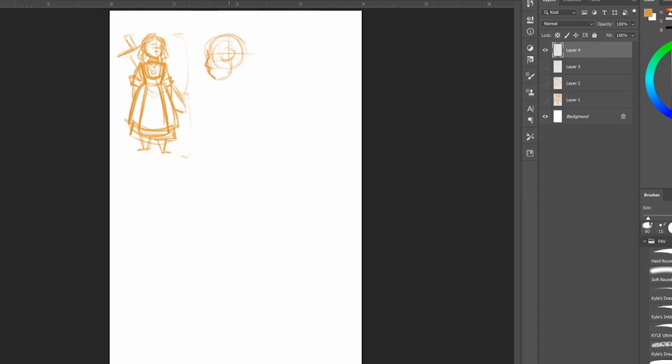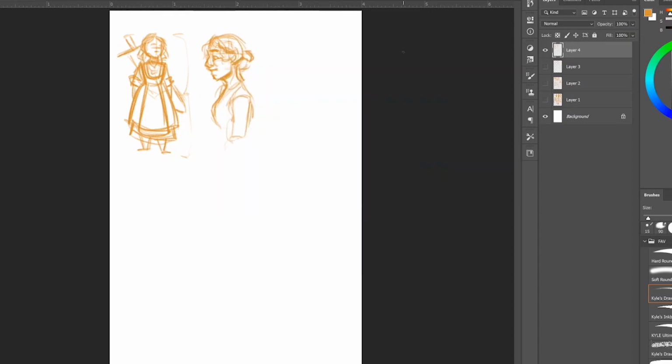Here I'm going hardcore in with the shape language. I'm breaking down the character into circles, squares, triangles. I'm by no means an expert in this, but I think it helps to be mindful about what you're doing, even if you're not totally sure how it works.